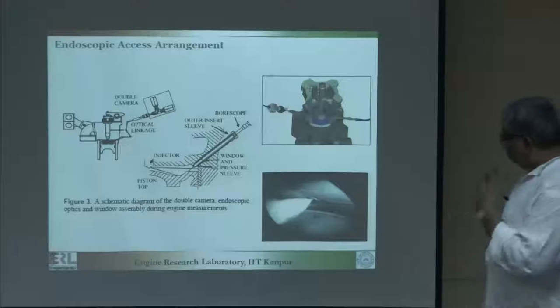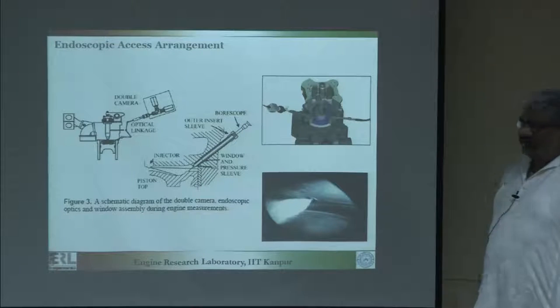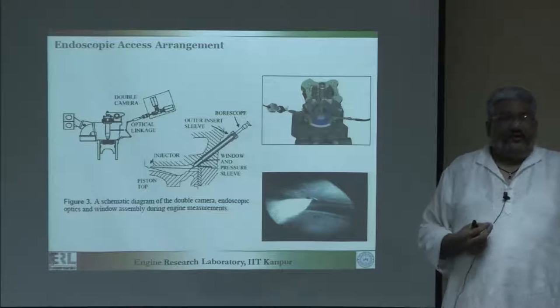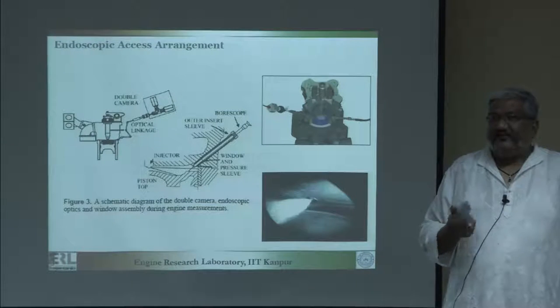Now, when you want to view inside the engine, everything is dark because it is all metal. If you want to see something, you have to have some light. Either the light has to be generated inside the combustion chamber or it has to be scattered. So, you need some extra light for illumination. When you want to study the combustion, there may be some light because of combustion, but in many cases, the light is just not there.